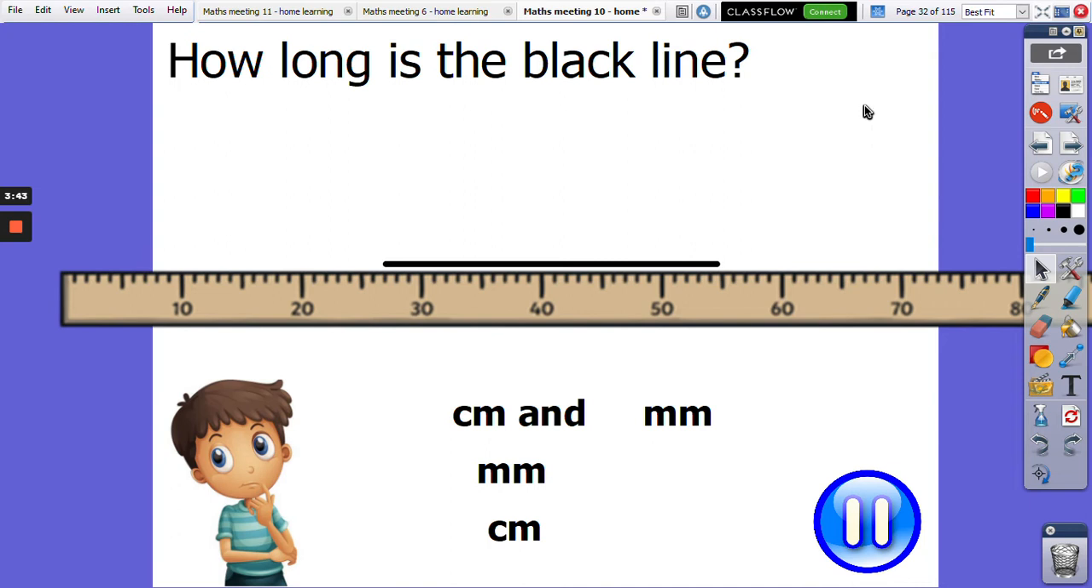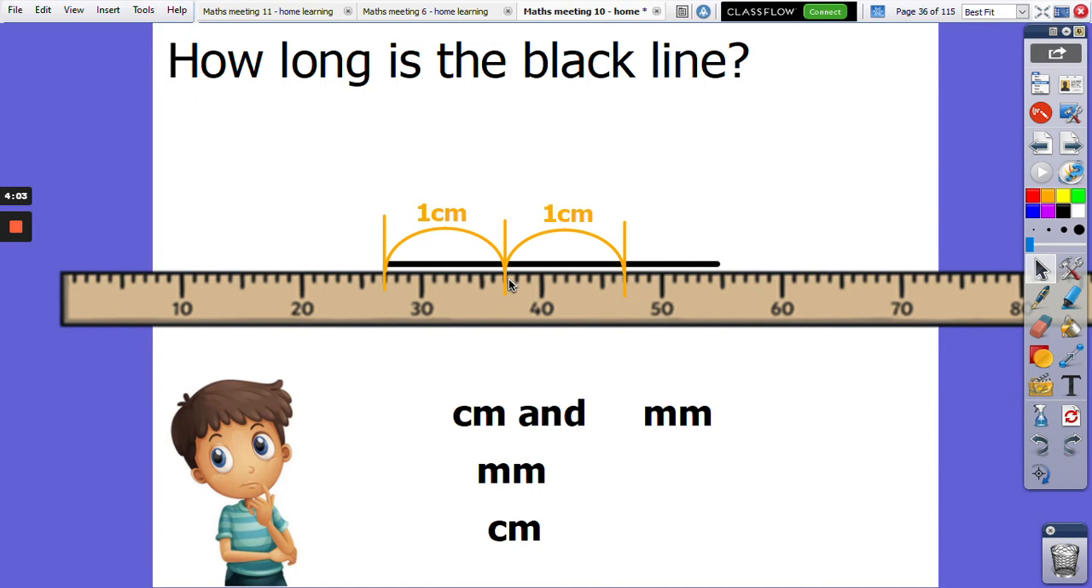Now our black line doesn't start on a nice round number, so we've got to mark the ruler there and we're going to count centimetres from there. Note we're 3 millimetres away from this nice round number, so 3 millimetres away from there, 3 millimetres away from there, 1 centimetre, 2 centimetres. We haven't got enough for a third centimetre, so that's 2 centimetres. Let's count our millimetres now. 1, 2, 3, 4, 5, 6, 7, 8. 8 millimetres there, 2 centimetres and 8 millimetres.